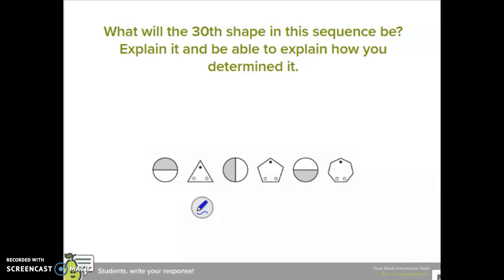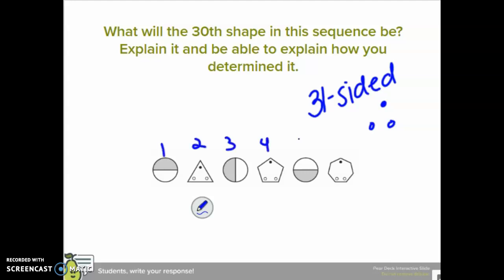All right, hopefully you paused the video and came up with an answer. It will be a 31-sided polygon with that same triangle pattern. How I determined it was I knew that all the polygons were the even numbers.